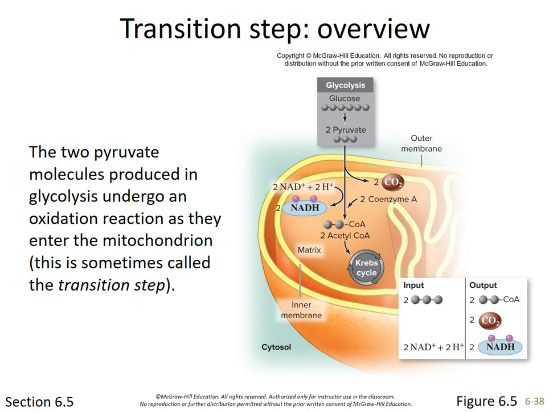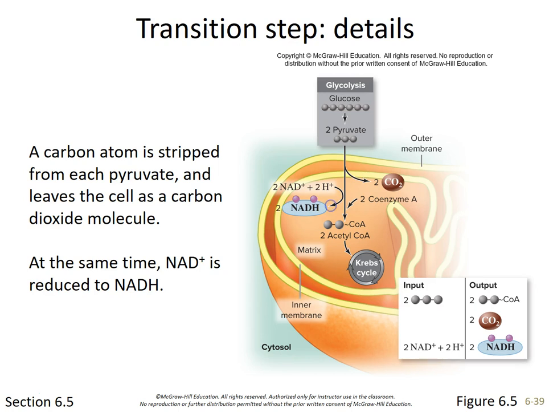Okay, so there's a transition step between glycolysis and the Krebs cycle. We have 2 pyruvate molecules from glycolysis, they undergo an oxidation reaction, and they enter the mitochondrion. This is sometimes called the transition step. You can see our 2 pyruvate, our 2 3-carbon sugars, going into the mitochondria. A carbon atom is stripped from each pyruvate and leaves the cell as a carbon dioxide molecule. At the same time, NAD+ is reduced to NADH.